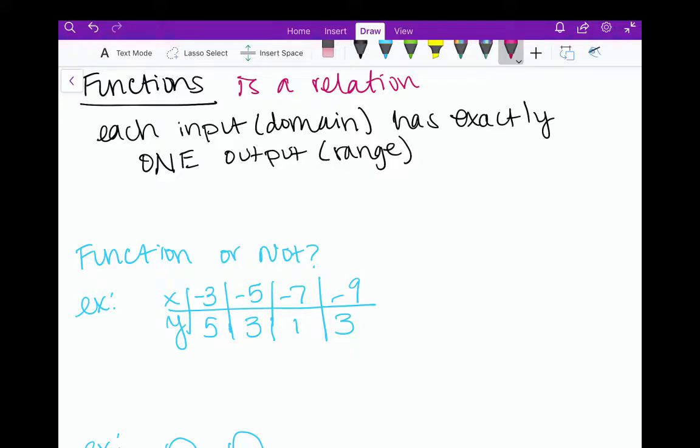Looking at the first example, we have (-3, 5), (-5, 3), (-7, 1), and (-9, 3). Does each input have exactly one output? For the input -3, the output is 5. If I look at the table, I do not see another input of -3. So that looks good. When I input -5, I get out 3. When I input -7, I get out 1. And when I input -9, I get out 3. So it looks like for each of these, there is only one output. So this would be a function.